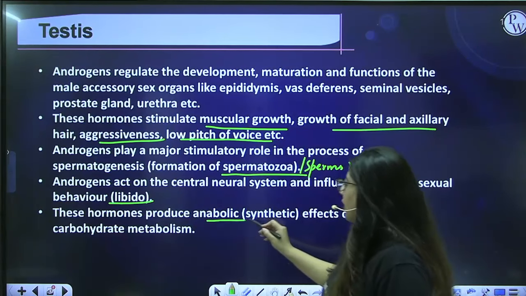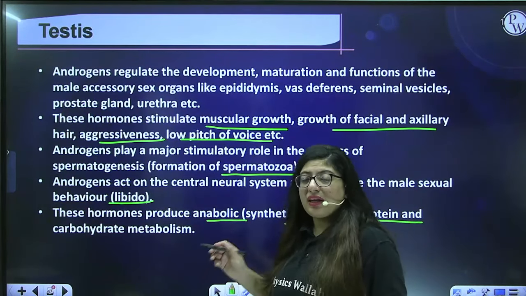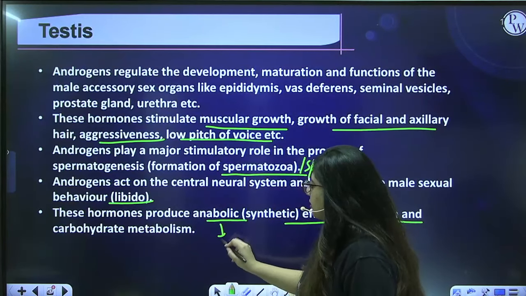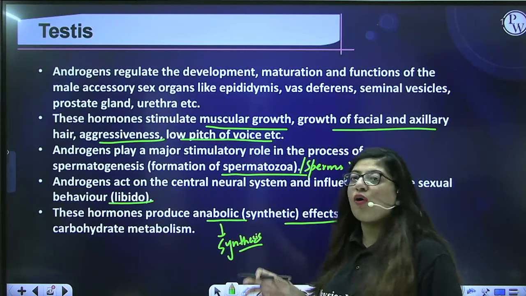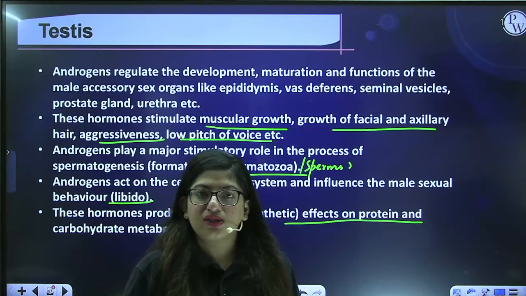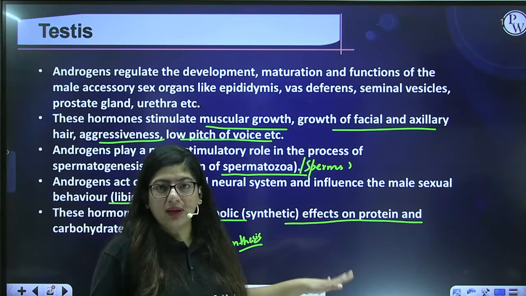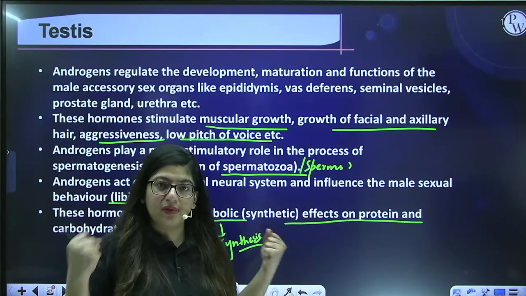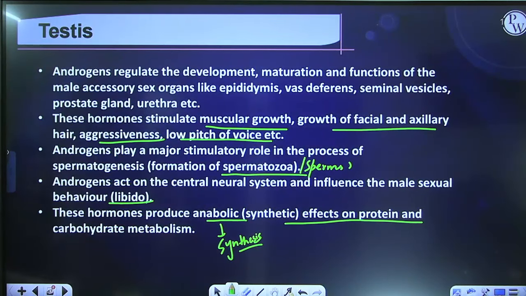These hormones produce anabolic effects on protein and carbohydrate metabolism. So anabolic means synthesis. That means it will not destroy things, rather it will form things, so that it will lead to the formation of greater structures and healthy muscle. If protein is not broken down, that means it will become part of muscle and the muscle will be stronger, right? So these are all the effects of testosterone.